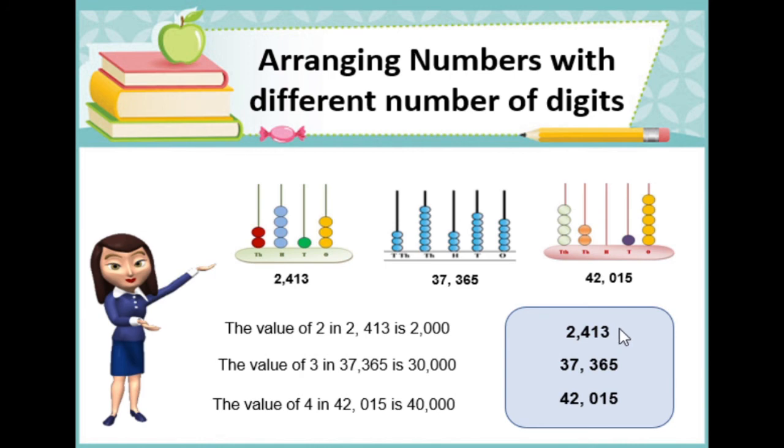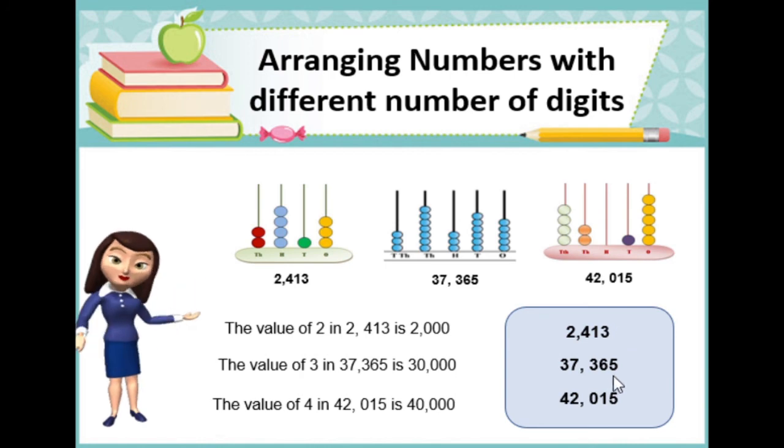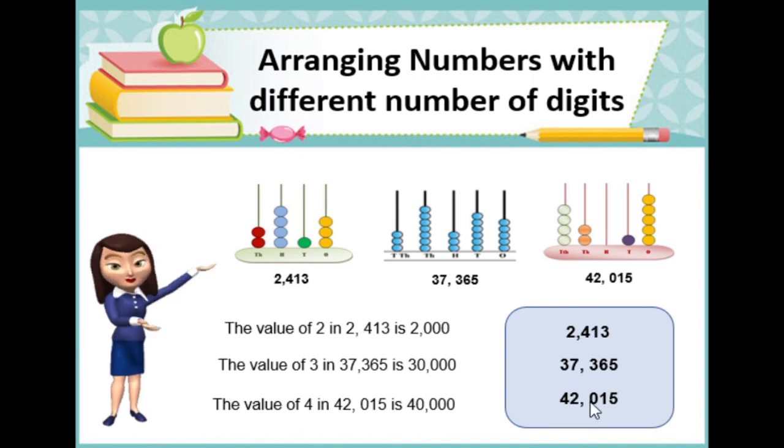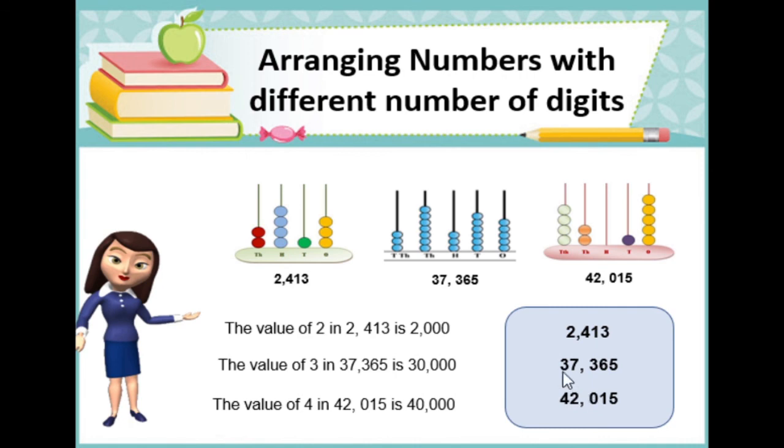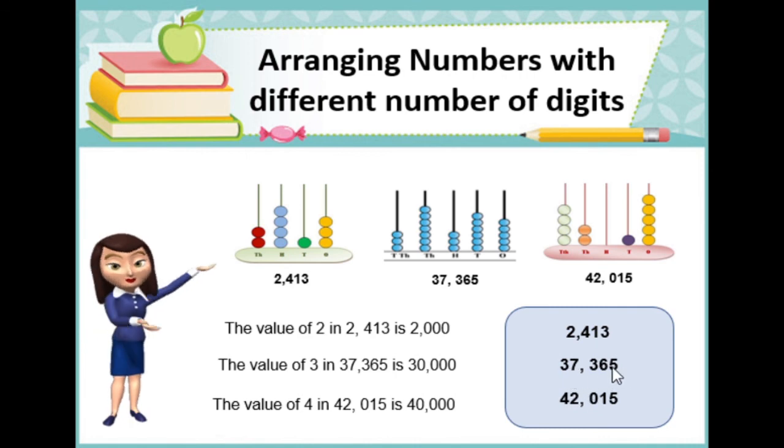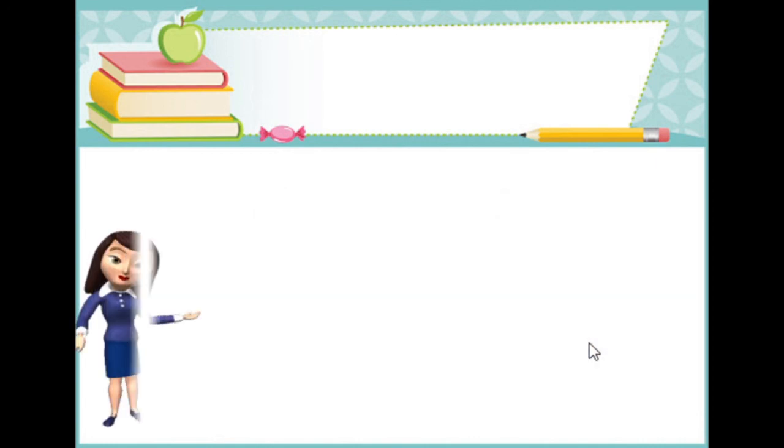However, if we arrange numbers in a descending order, we start with 42,015, 37,365, and lastly, it's 2,413.